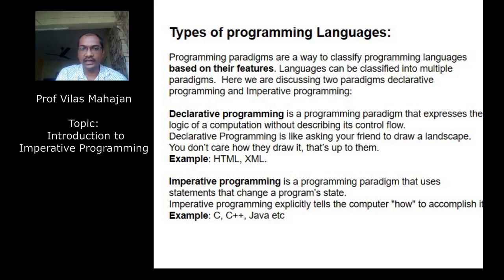Here the entire instructions are written by the programmer to complete a task, to complete our work. In contrast to declarative programming, where we need not worry about how the work will be done, here in imperative programming we have to write the instructions to get our work done. Examples are C, C++, and Java. As our subject itself is imperative programming, we are going to learn imperative programming through the C language. Thank you.